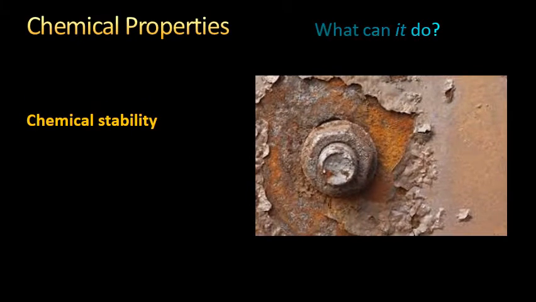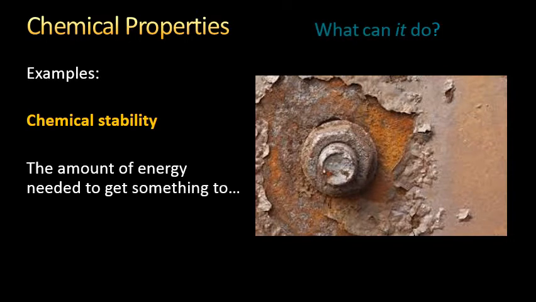Is a chemical stable? For example, if you take iron and leave it outside for a while, it's going to rust. Another word for rust would be corrode. So what we're looking at for chemical stability is, what can it do? The amount of energy needed to get something, in this case, to corrode. Iron, under some situations, can be corroded.